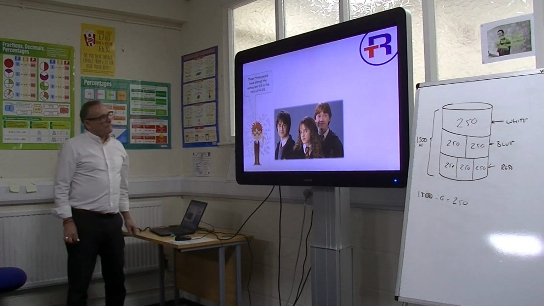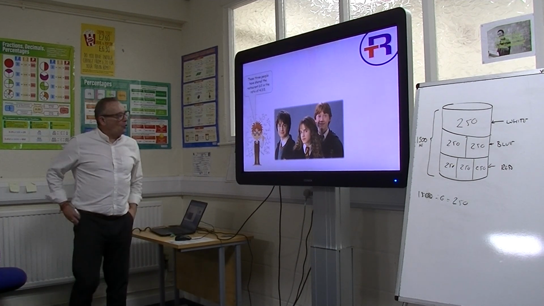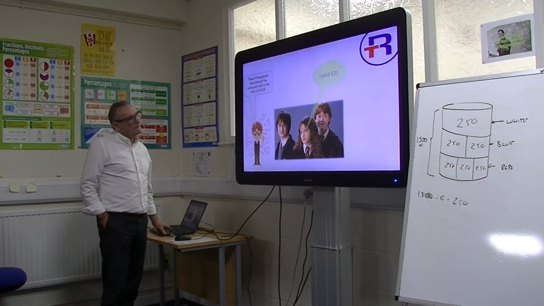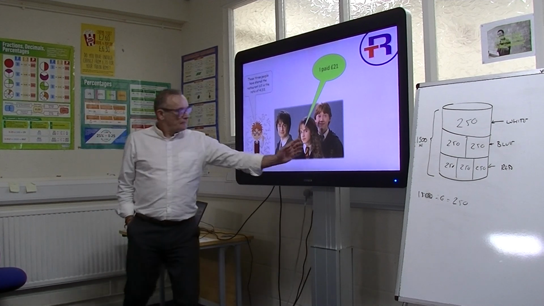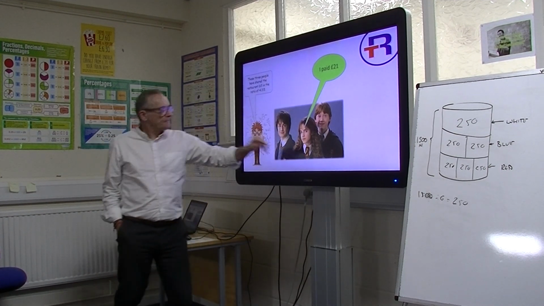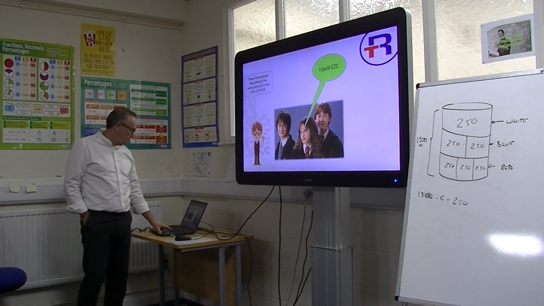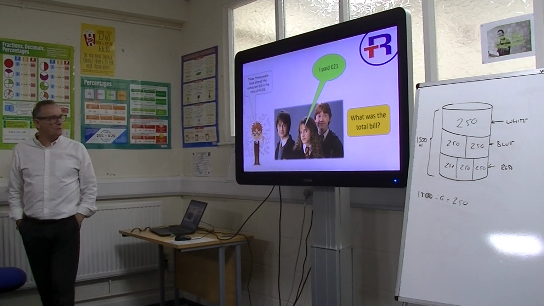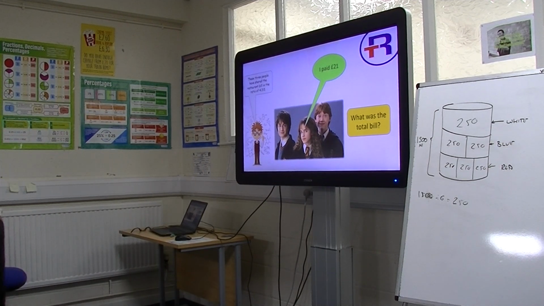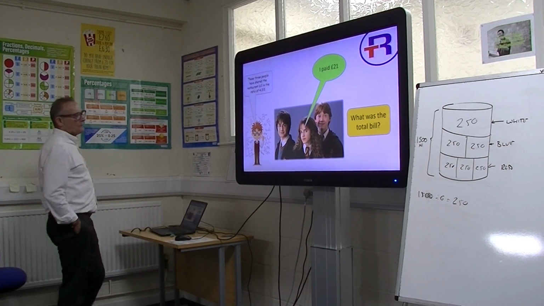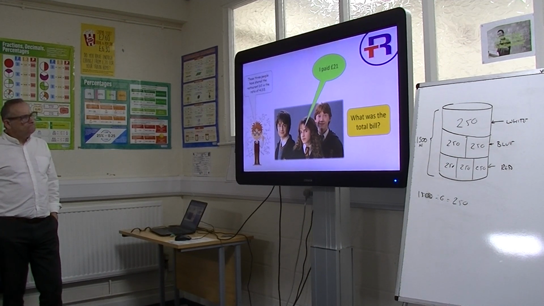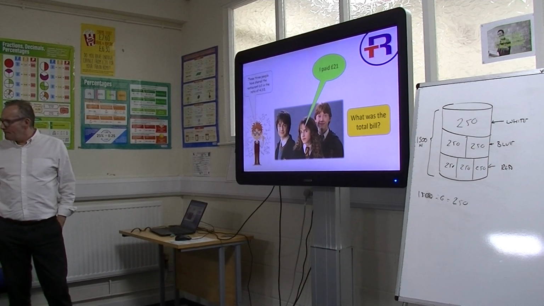What about these three? They've shared the restaurant bill in the ratio of 4 to 3 to 5. That's what I was talking about earlier on. She's paid £21. What was the total bill? That's a tricky one to work out, isn't it? Or is it?